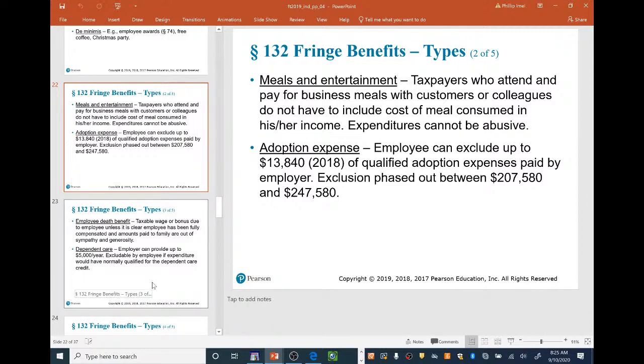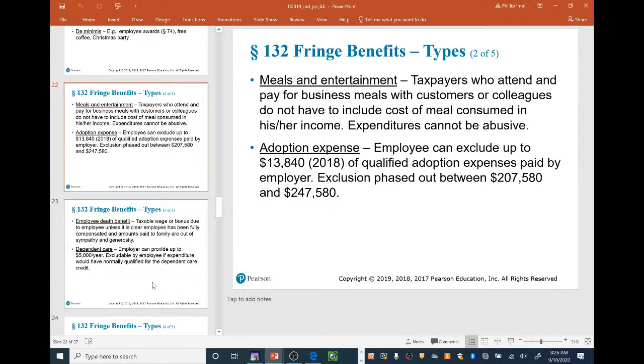Another one that's not listed here, recreation and athletic facilities. So the free use of the employer swimming pool or the gym, for example. Qualified transportation fringes, so public parking, public transportation, and or commuter vehicle exclusion up to $260 per month, okay?